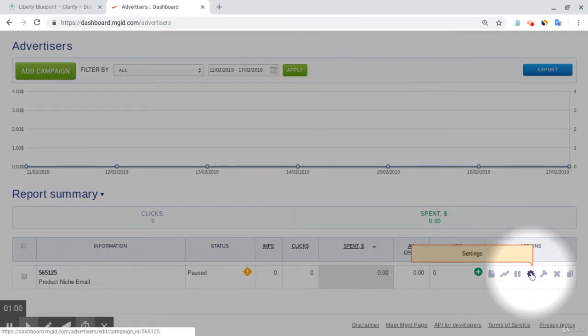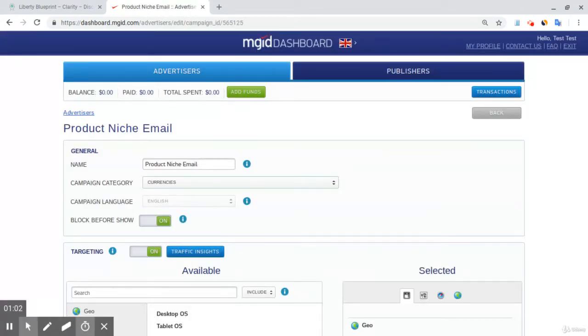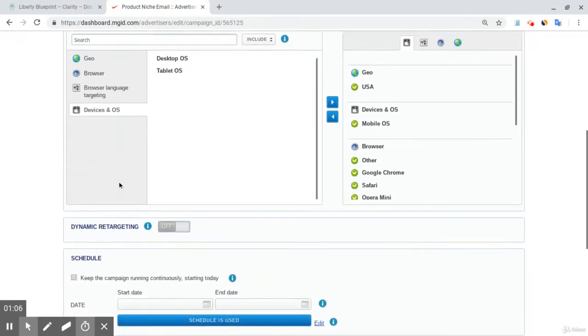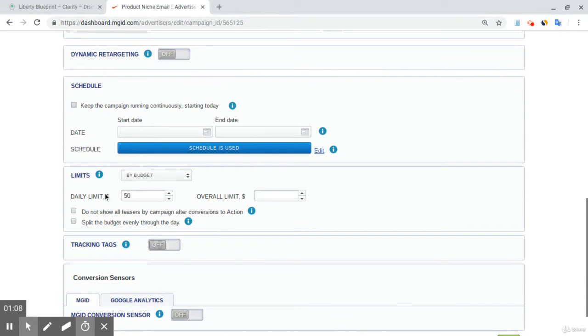the settings button. Once you're there, you're going to find the campaign settings, and once you scroll down, you'll notice the limits here where you had initially set your budget. What you want to do, of course, is increase it to $100 or so.